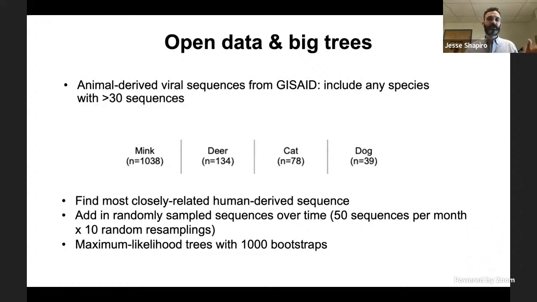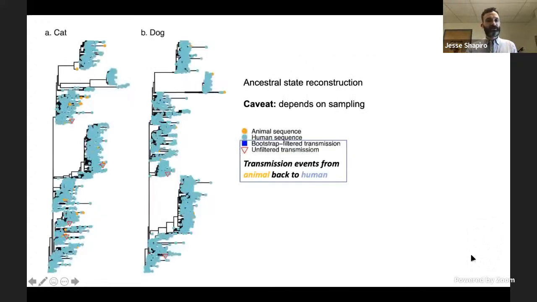So she chose 50 sequences per month of the pandemic over the first 2 years. So that's a few thousand sequences. And she repeated this random resampling 10 times. So we get 10 pseudo-replicate trees, so we can see how repeatable our analysis is. And for each of these data sets, she built a maximum likelihood tree with 1,000 bootstraps. So kind of standard phylogenetic methods. This is what these trees look like. So these are just examples. Remember, we did 10 replicates of each of these trees. This is just one.